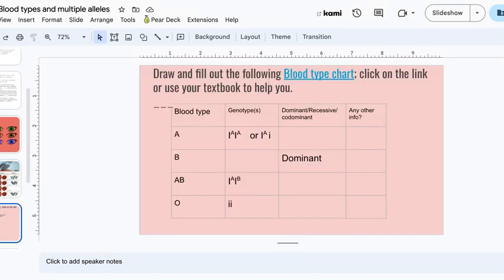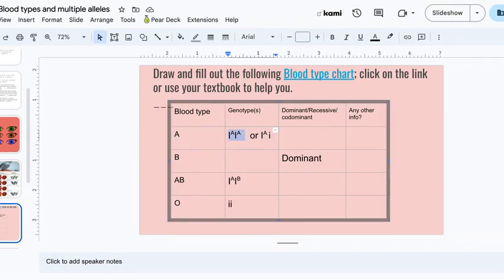So I would like you to fill out this chart. Okay, so you can be homozygous dominant for type A blood, and you have to write the I. The I stands for immunoglobulin. And so you can have this immunoglobulin type A, and so you would do that superscript, or you can be heterozygous and you can have one IA and one little i, and the little i represents type O blood.